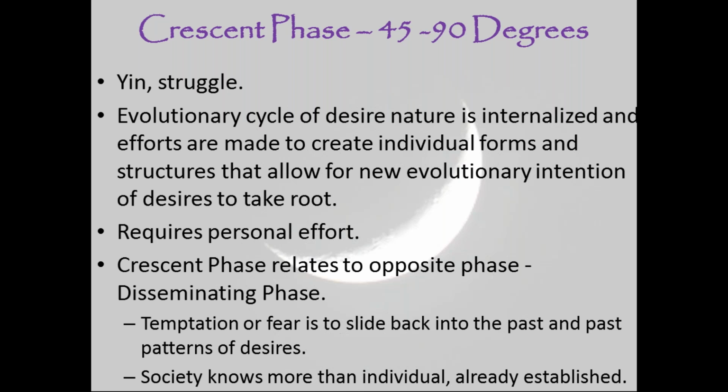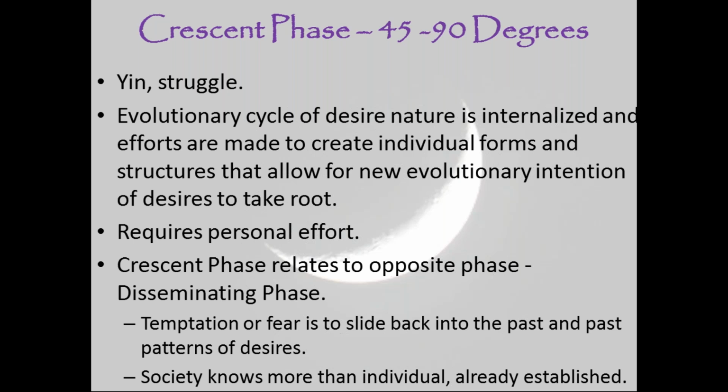The other situation is that the opposite phase, disseminating or society, it knows more than us. It's been there, done that. It's already established their desires and the achievement of those desires out there in the world. Whereas crescent phase is just really trying to gel it together and figure that out. So it can be easy for us to fall back into less than, rather than trusting that internalization process within ourself and really individualizing our desire nature and the expression of it.